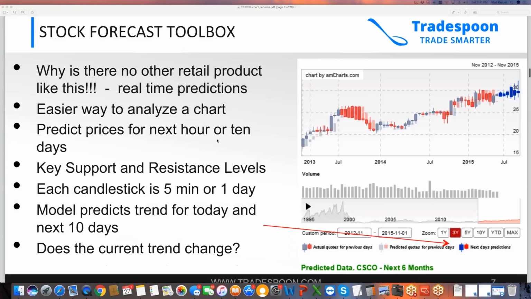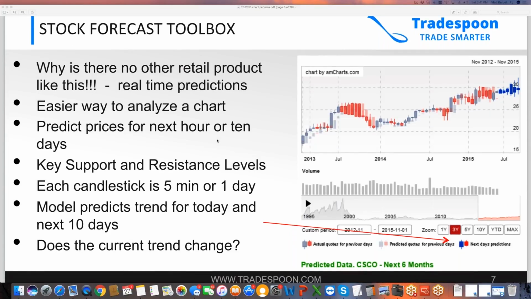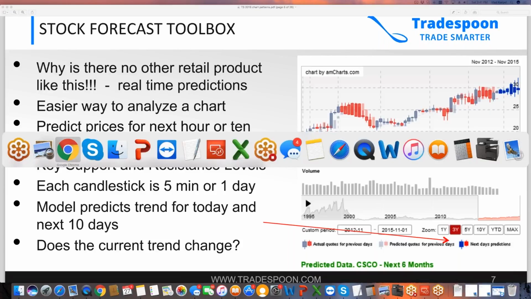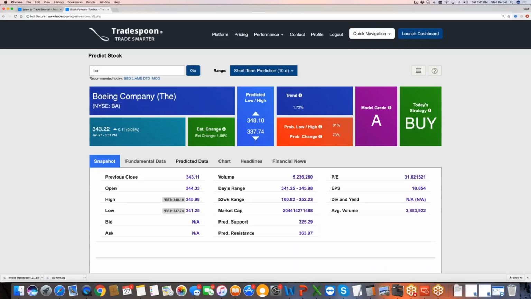So towards the end of the presentation, I'm going to talk about the Stock Forecast Toolbox. This is a tool, and I can show you quickly here. This is basically a tool where you can enter any symbol, Boeing, SPX, currencies, futures, and it will basically give you a prediction. It will give you a trend prediction, whether the trend is positive or negative. It will give you a model grade. Let me just refresh this.